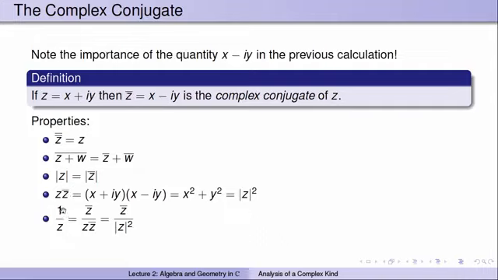And that means we can rewrite the formula for 1 over z. 1 over z now becomes, I multiply top and bottom by z conjugate, so z times z conjugate in the denominator, and the numerator becomes z conjugate, and the denominator simplifies to length of z squared. So 1 over z is the conjugate of z divided by the length of z squared.